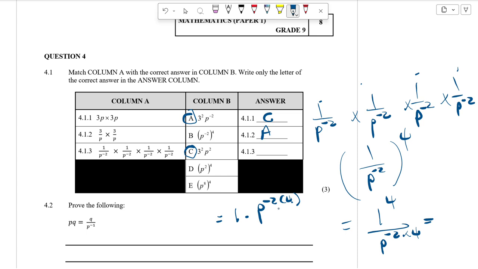Okay? So which one is similar to this one here? If you see this one, it's the same as this one because they just wrote it like p to the power of minus 2 to the power of 4. So our answer is B here.